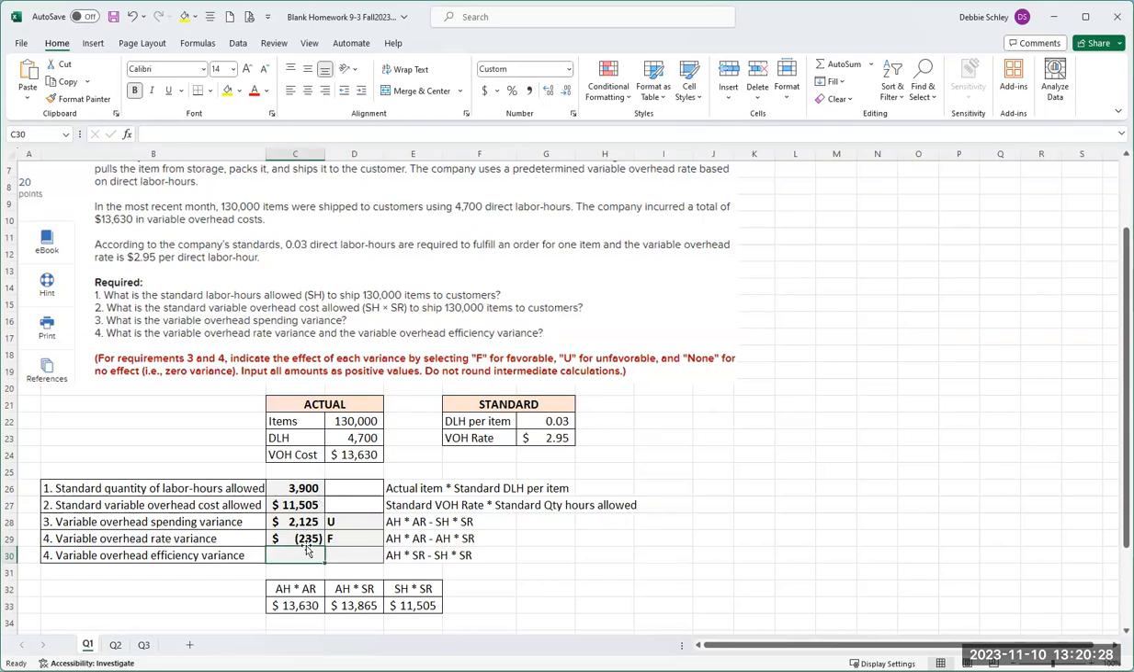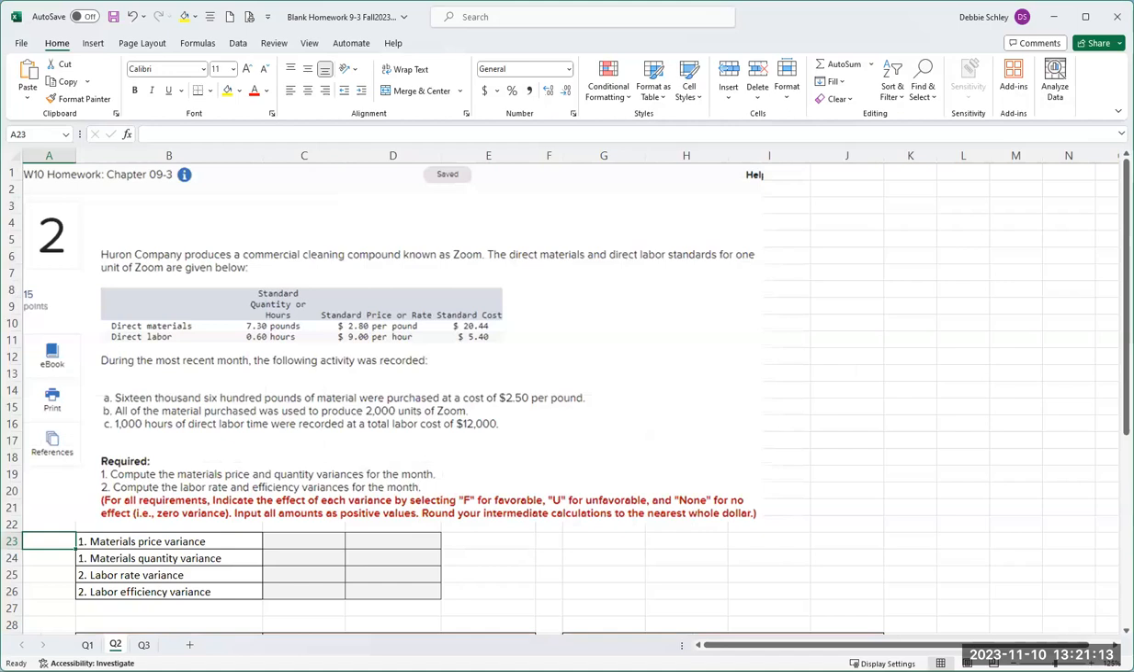And remember, when you're entering these things in, you're entering them all in as positive values, no matter what your negatives come out as, because then you put the labels. So variable overhead efficiency variance, that's going to be AH times SR minus SH times SR. And this is actual, this is standard. What actually happened is more than what I thought should happen. And so that is again unfavorable. So that is question one.